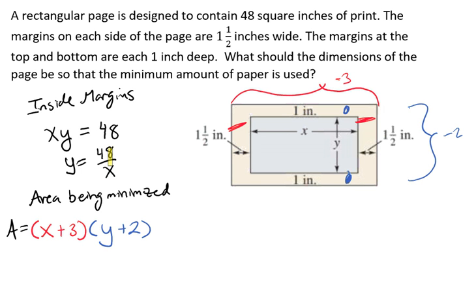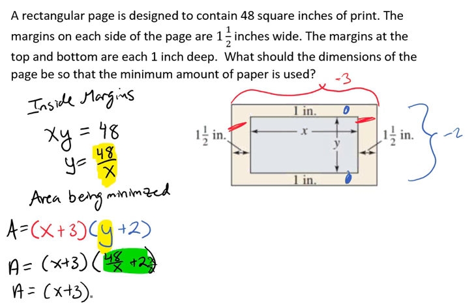Now we know what y equals because we said y equals 48 over x, so we're going to go ahead and replace that. So that's going to give us area equals x plus 3, and then 48 over x plus 2. And to make this a little bit simpler, we're going to get common denominators on the inside right here. And so if I multiply this by x over x, I can do that. So I'm going to have area equals x plus 3 times 48 over x plus 2x over x. And now here, notice that I have an x in the denominator. I can pull out a 1 over x.